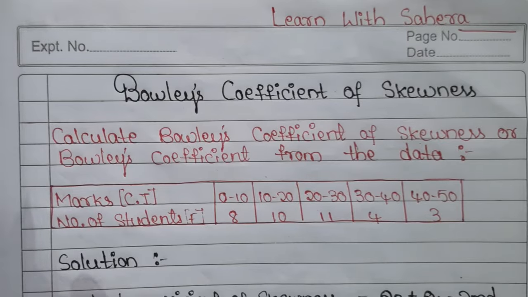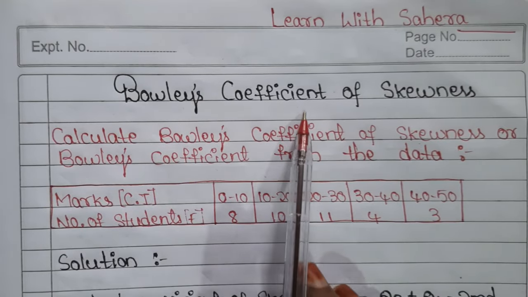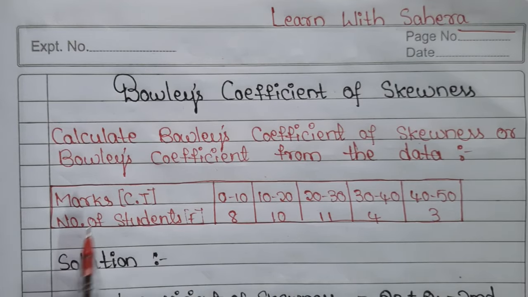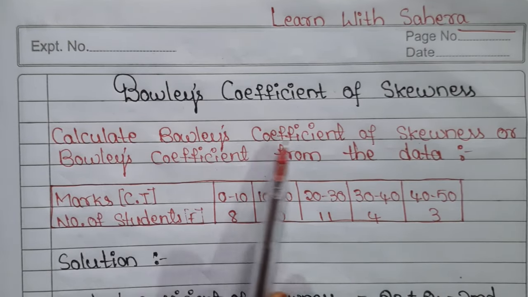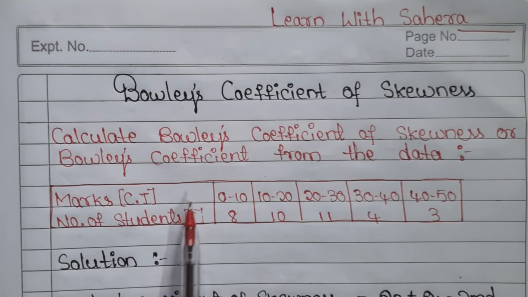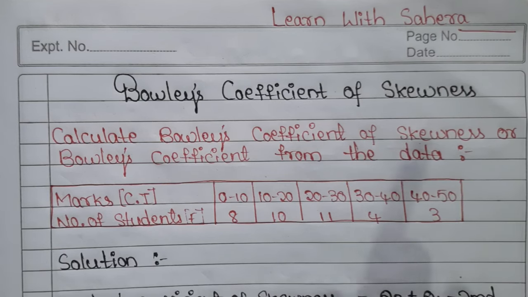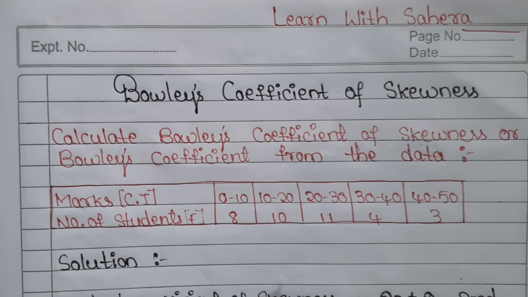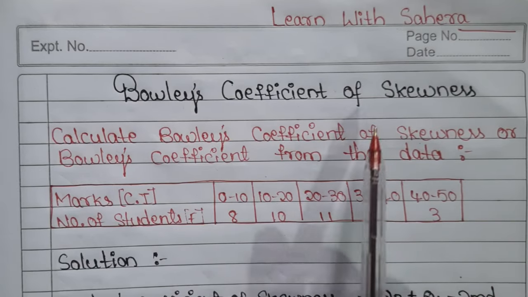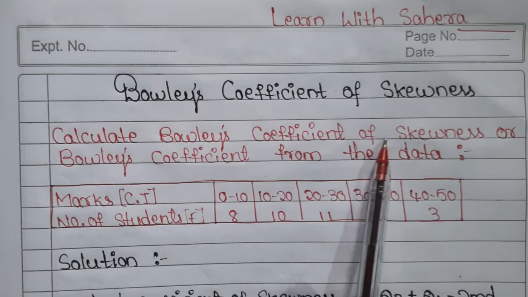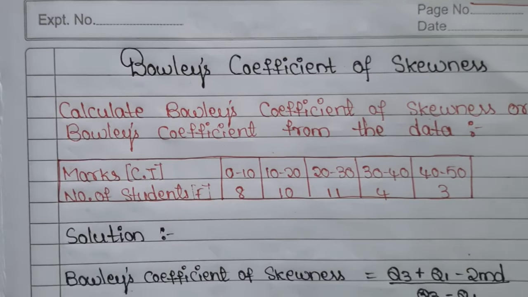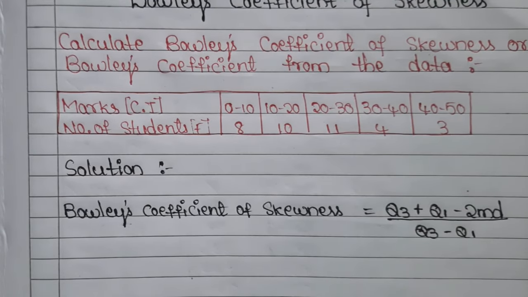Okay, so keeping this aside, let us go with our explanation of Bowley's coefficient of skewness. In your examination there will be a question like this. They will ask you to calculate Bowley's coefficient of skewness, or Bowley's coefficient, or measures of skewness. Whatever they ask you, you have to follow the same procedure and solution that I'm showing you in this video.